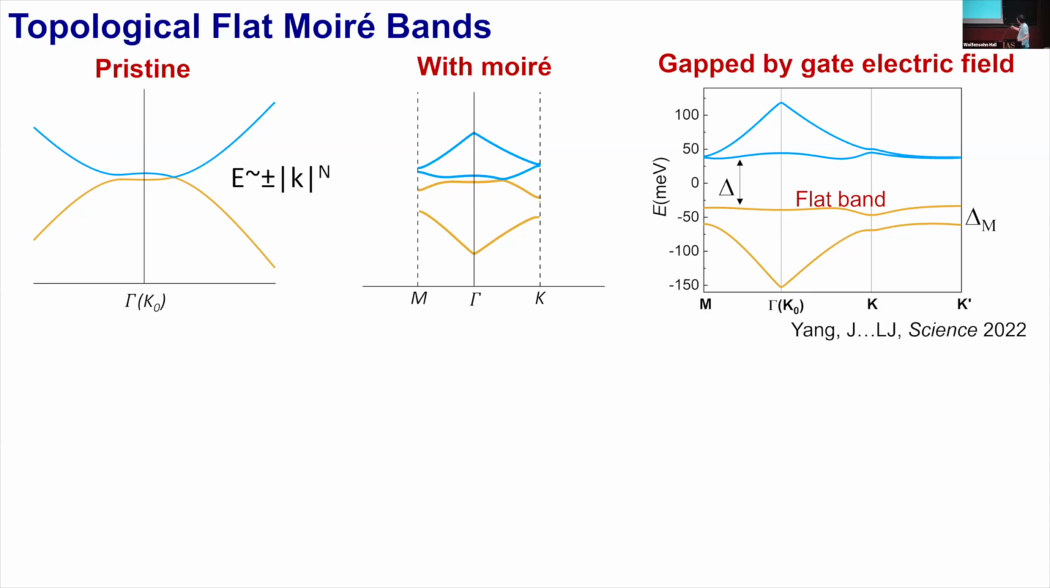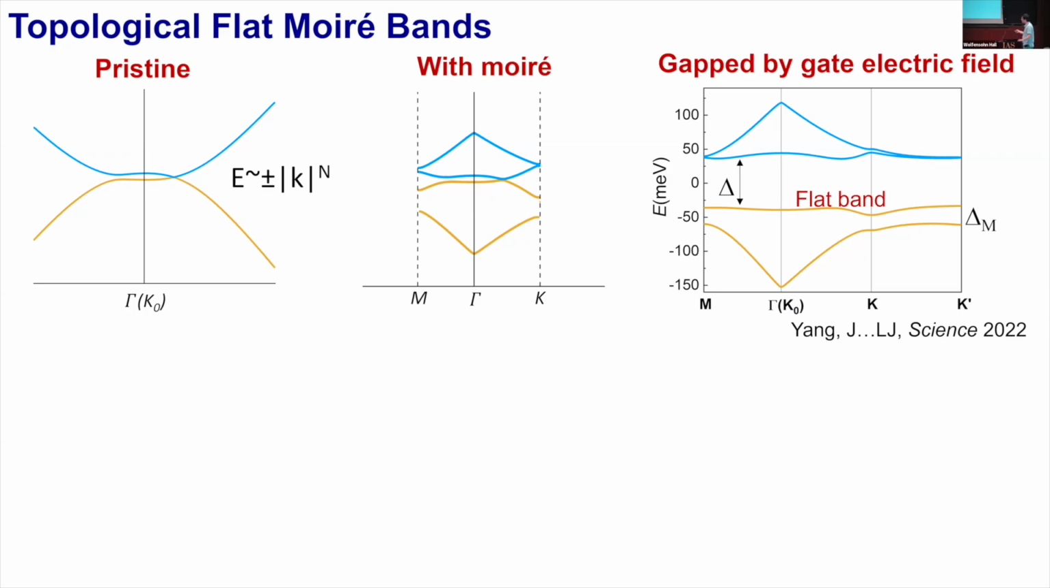And is this topological? I hope I've convinced you through the first talk. There are a lot of Berry curvatures near the band edge, so these states in this flat band should also have Berry curvatures that can make it topological. And the third thing: is this band isolated from other bands? Yes, thanks to Moiré, right?